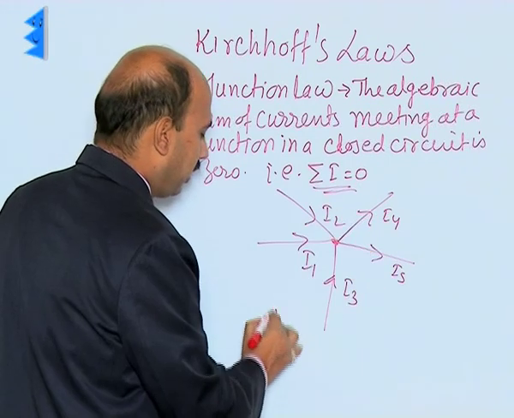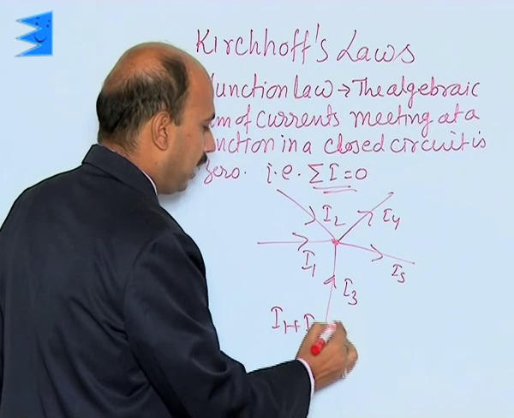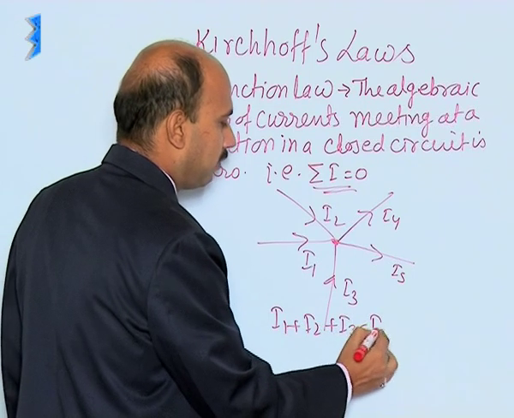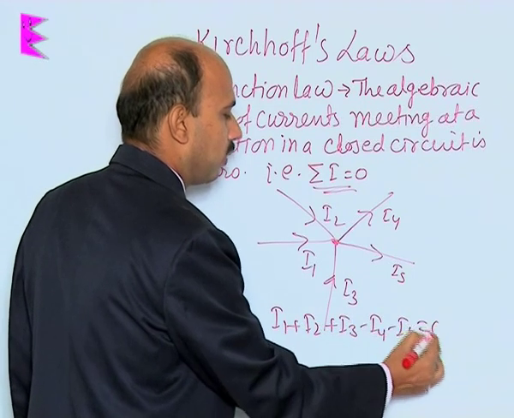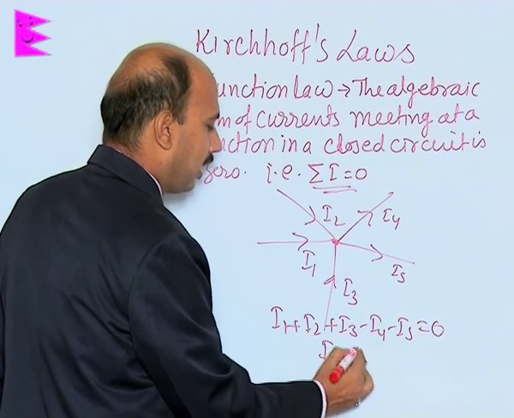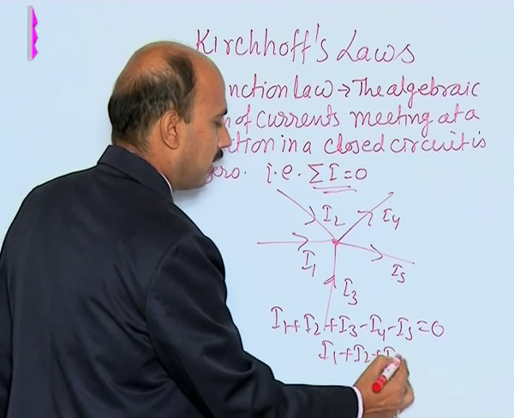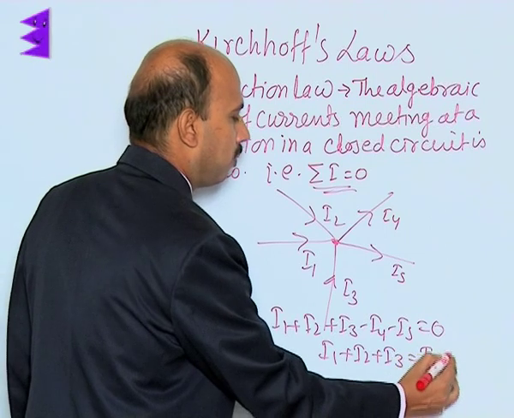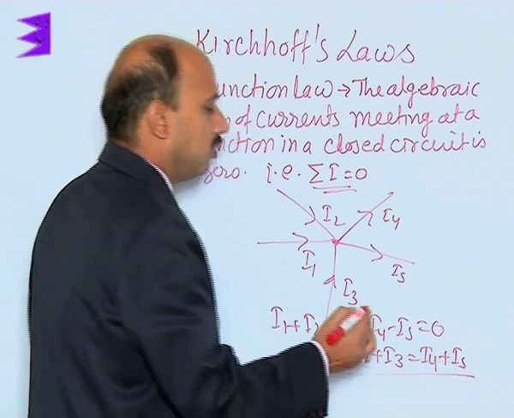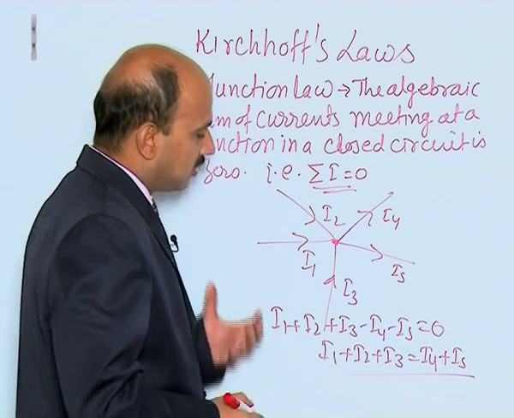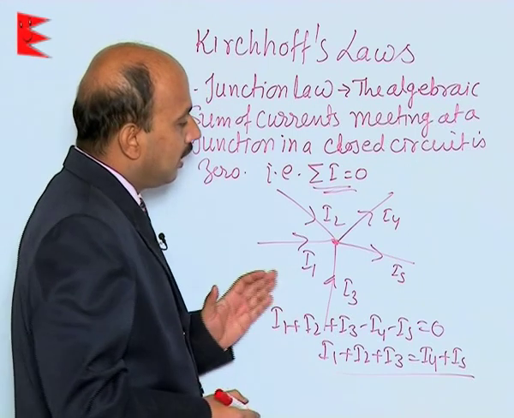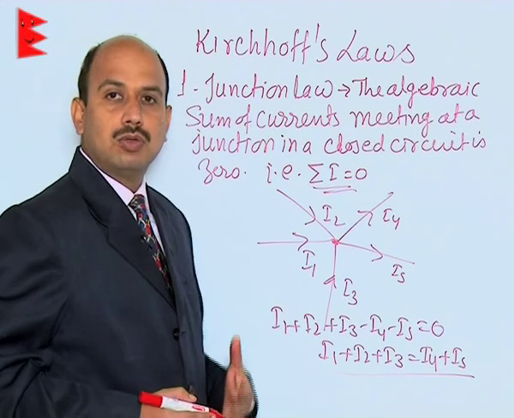So, we can write I1 + I2 + I3 - I4 - I5 = 0. So, we can write I1 + I2 + I3 = I4 + I5. So, according to this junction rule, the total current entering the junction is equal to the total current leaving the junction.